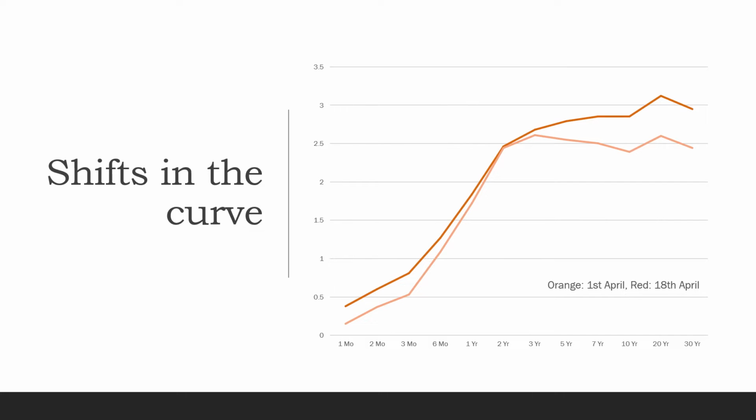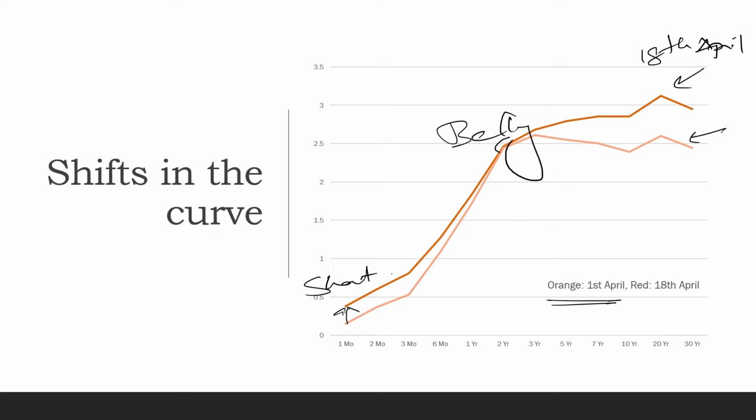So let's look at this picture here. This is the yield curve, the same rates that I was showing you, in graphical form for the 1st April, and this is the yield curve for 18th April. What do we see? We see that the cost of borrowing of the United States government has risen at the short end of the curve. This is the short end of the curve, right? The belly of the curve has not risen. And the long end of the curve has risen a lot as well, about 0.5 percentage points.